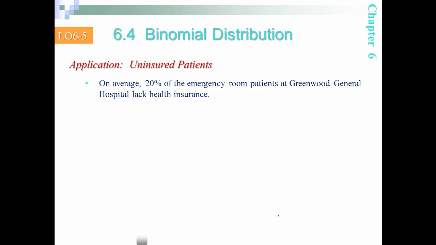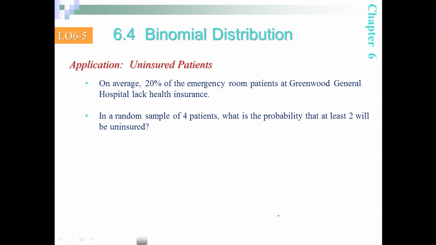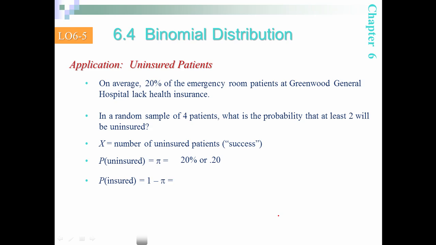Okay, let's look at another example. On average, 20% of emergency room patients at Greenwood General Hospital lack health insurance. So we take a random sample of 4 patients, and we want to know the probability that at least 2 of them will be uninsured. So in this example, we're going to be using the cumulative distribution function, and x is the number of uninsured patients. That's what we're going to define as a success, and the probability of success is 0.2, which means the probability of insured is 0.8, and n is equal to 4.